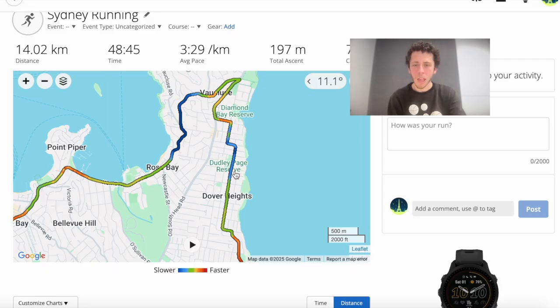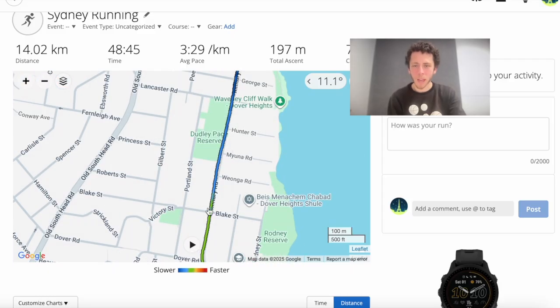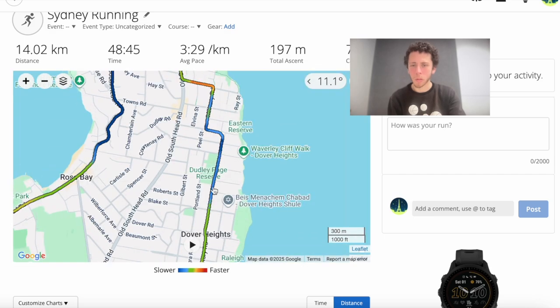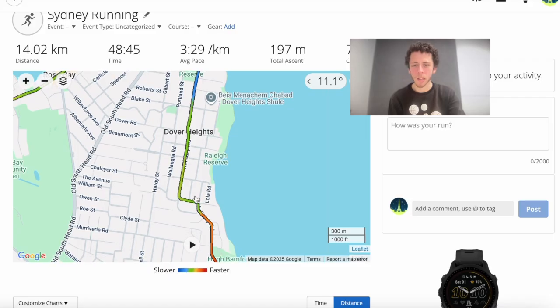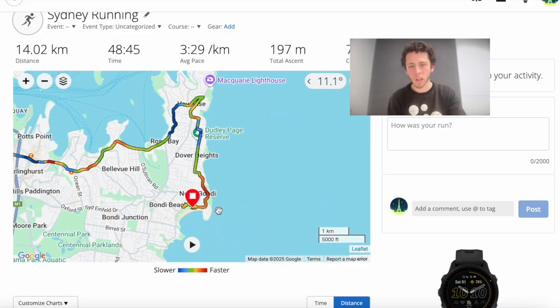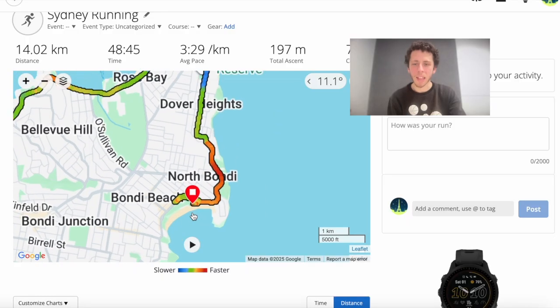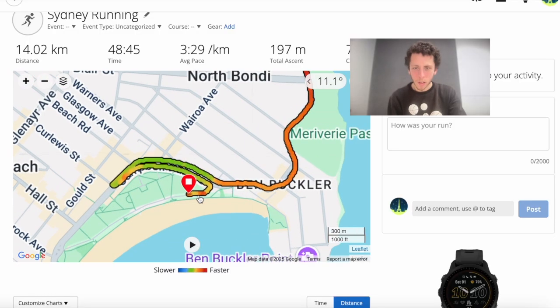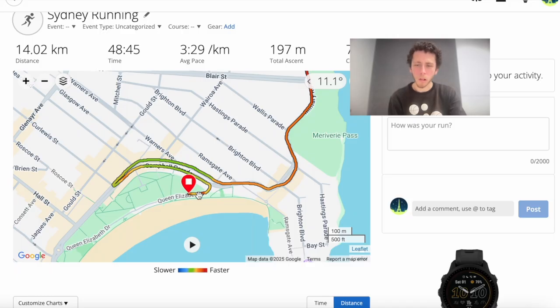And you can see that once we get out of this little dark blue section here, it starts to speed up, and you'll notice that it goes from green to red all the way down until we finish the race. And if you zoom into the finish line, it is such a hard last kilometer.